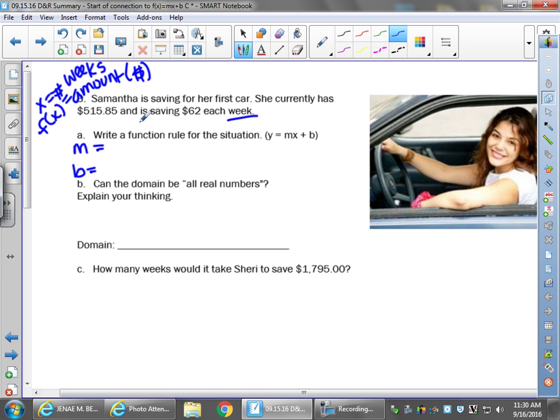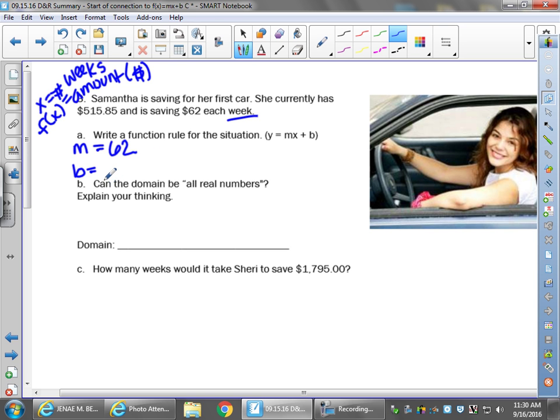$62 each week. So that makes M, we're not writing with a highlighter, are we? M equals 62 each week. Okay, take the notes. M is 62, rate of change.